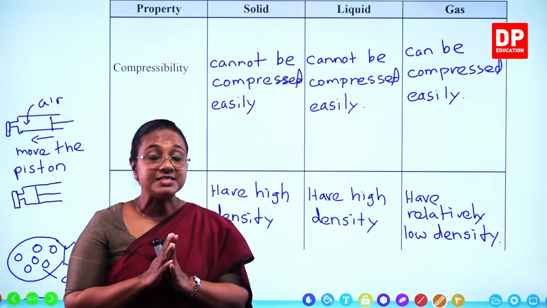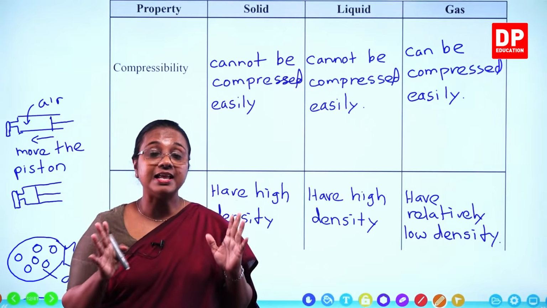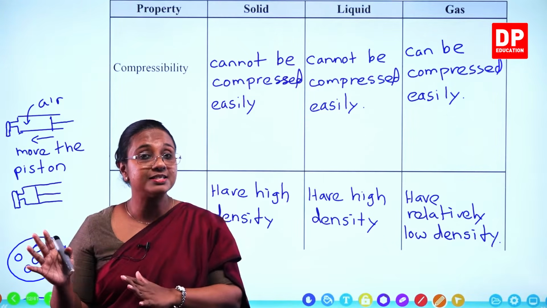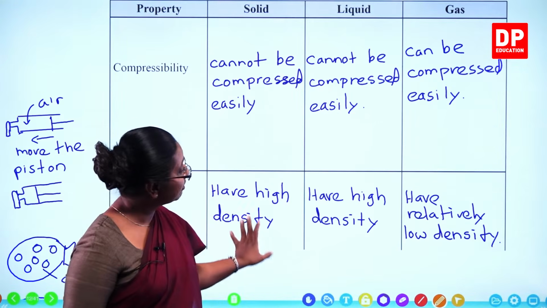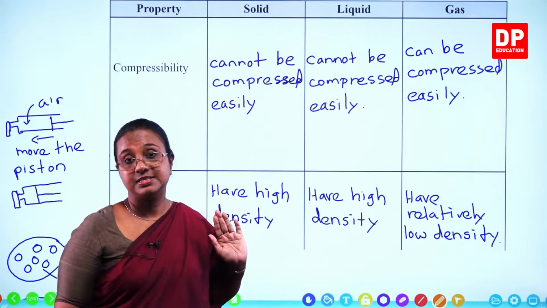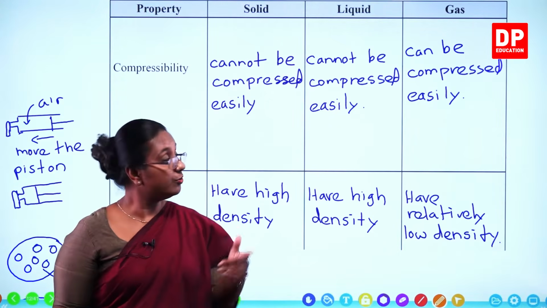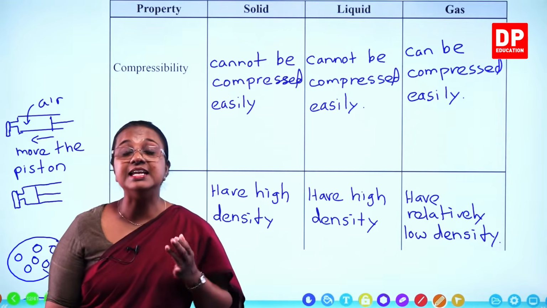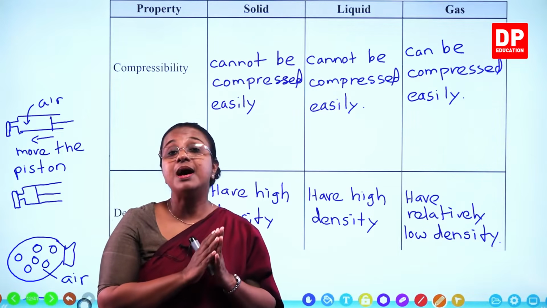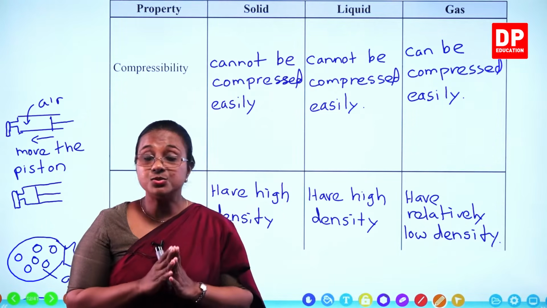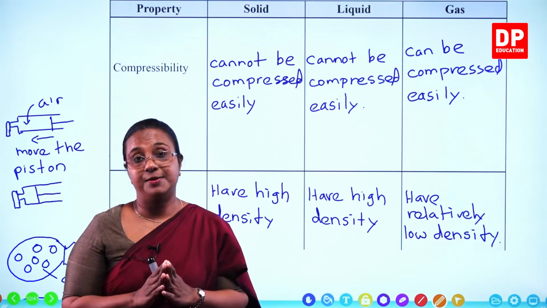We started by discussing how the particles are arranged in solids, liquids and gases. I am sure you all understood well. And after that, we have related the four properties: shape, volume, compressibility and density of these different substances to their particle arrangement. That is what you need to understand well.